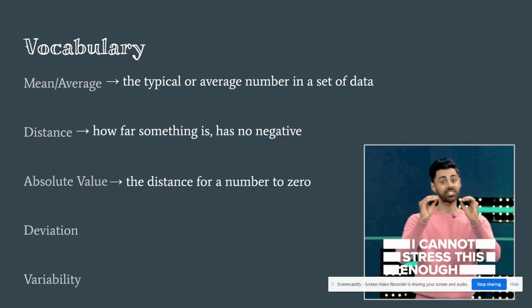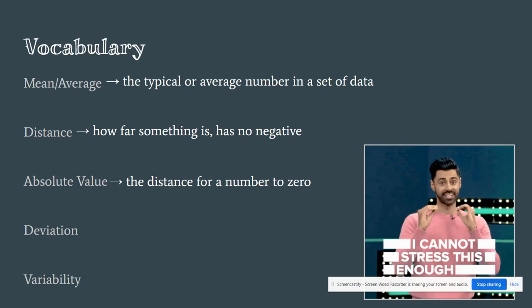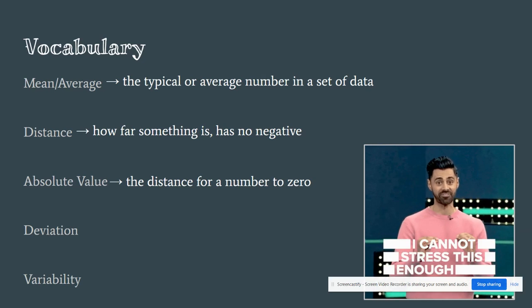Absolute value is the distance from a number to 0. So if you look or visualize a number line, how far a number is from 0, all you do is drop the symbol if there's a negative, or if it's a positive, it's obviously that number away from 0.